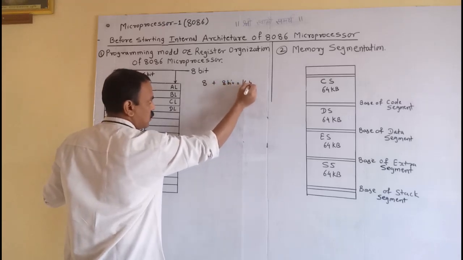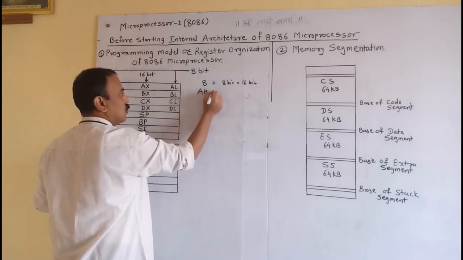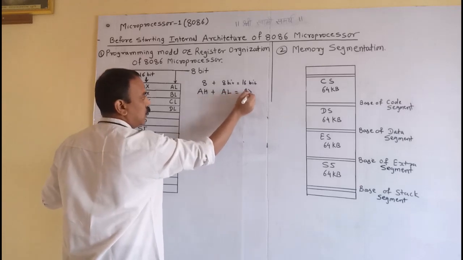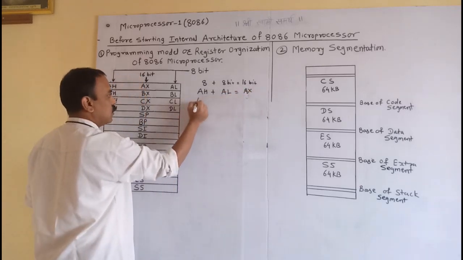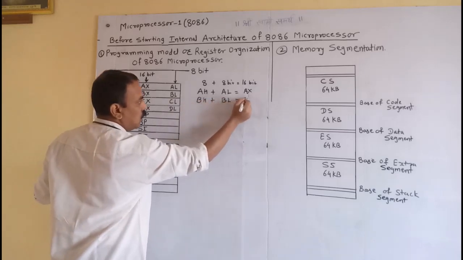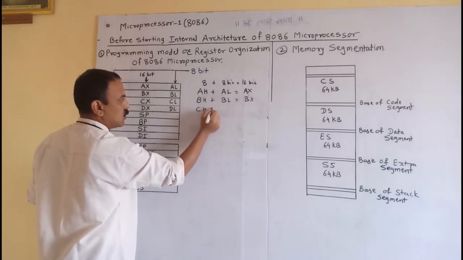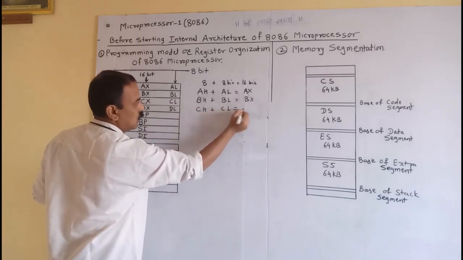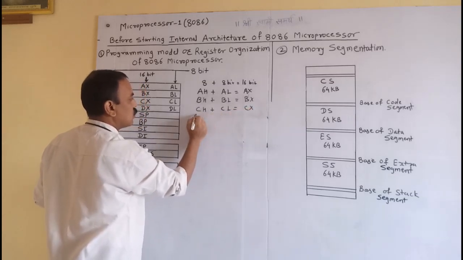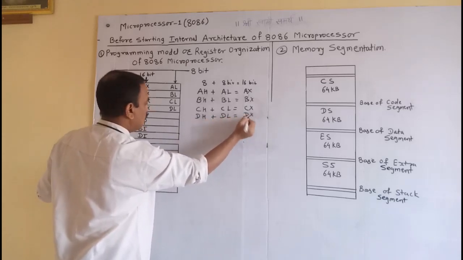equals a 16-bit register. Now AH combined with AL gives the AX register, that is 16-bit. BH combined with BL gives the 16-bit register BX. CH plus CL equals CX, and DH plus DL equals DX.